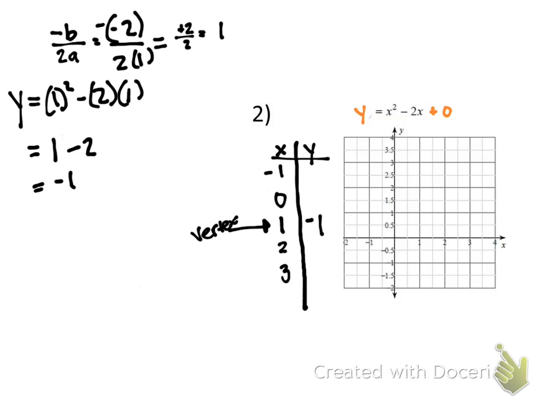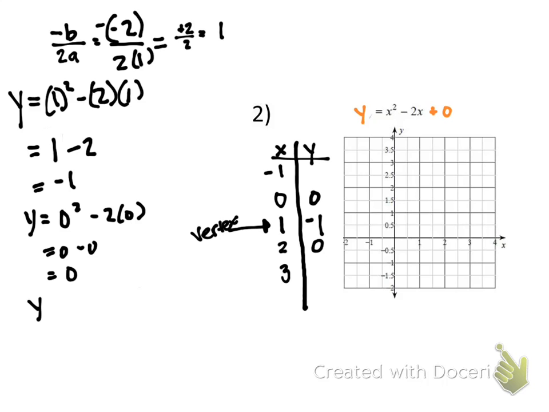Let's put in 0 this time. Y is equal to 0 squared minus 2 times 0. And we get 0 minus 0, which is just 0. Okay, when we put in 0, we get 0 out of it. So this is 1 point. And remember what I said, these 2 points have to equal each other. So you could assume this point is 0 now.